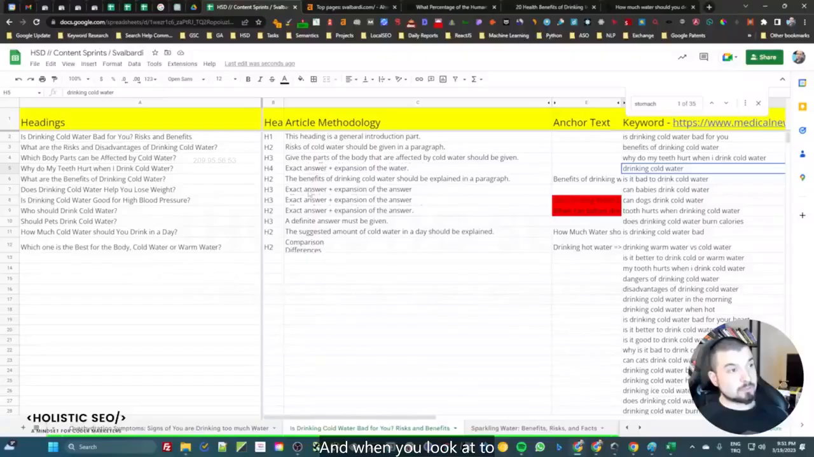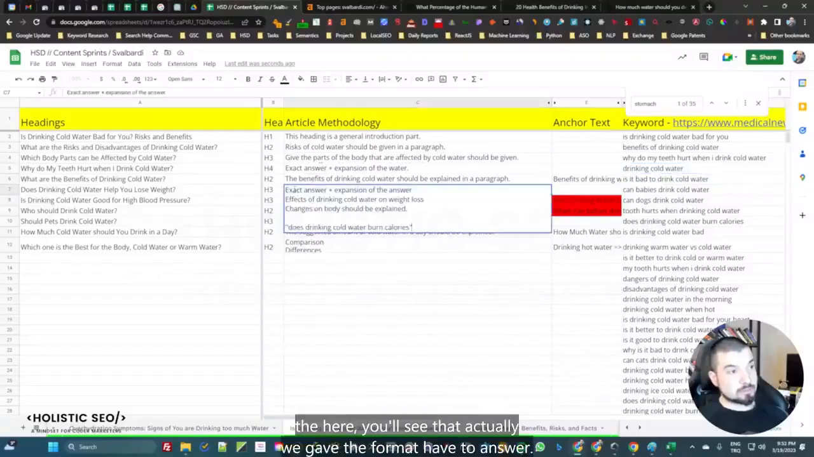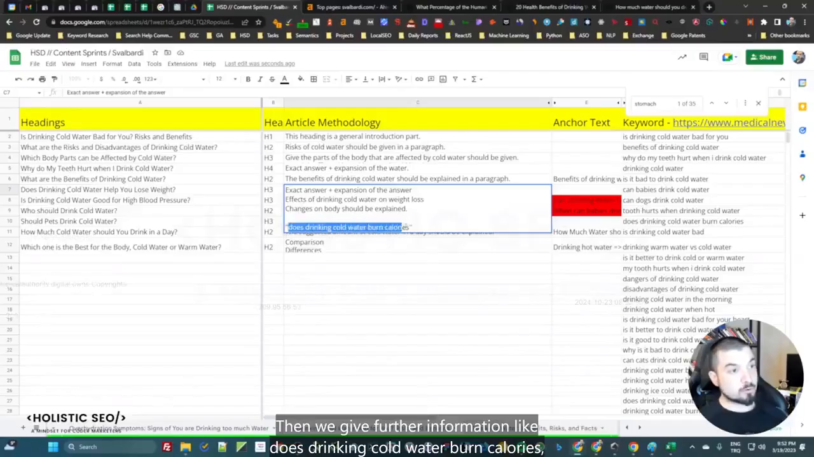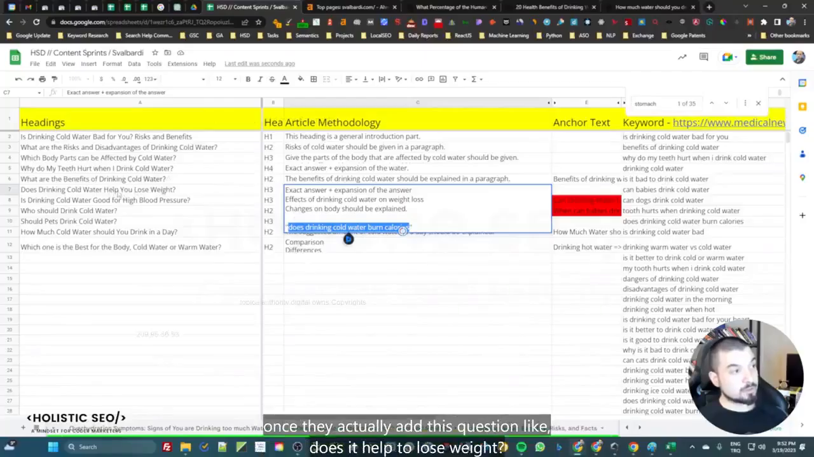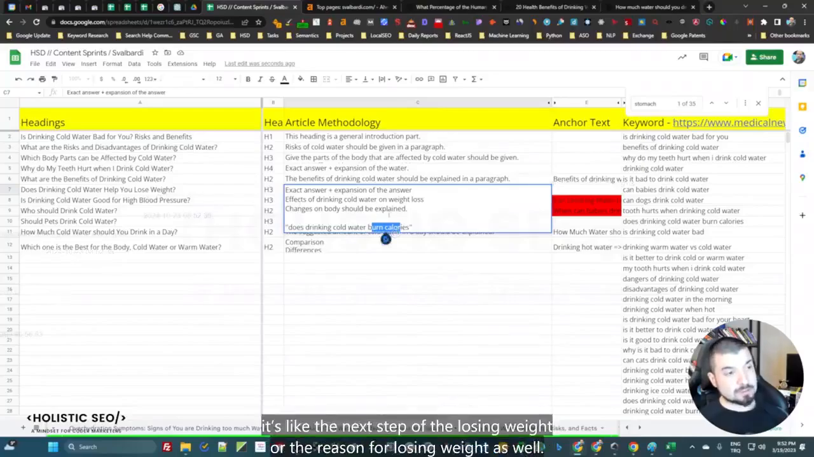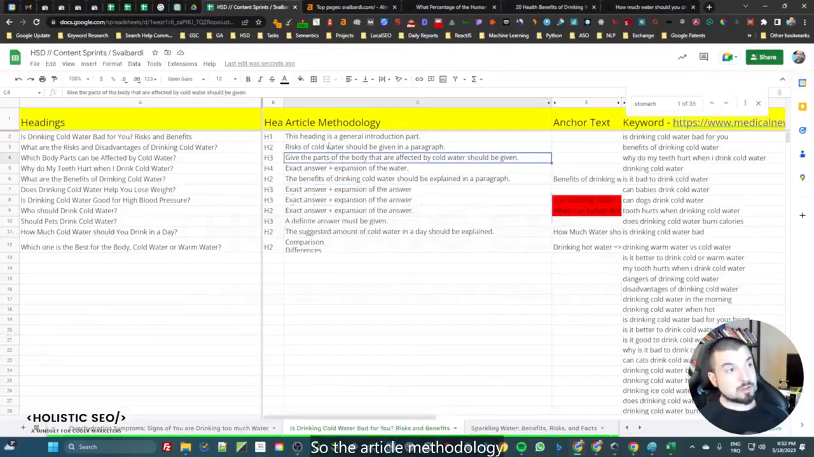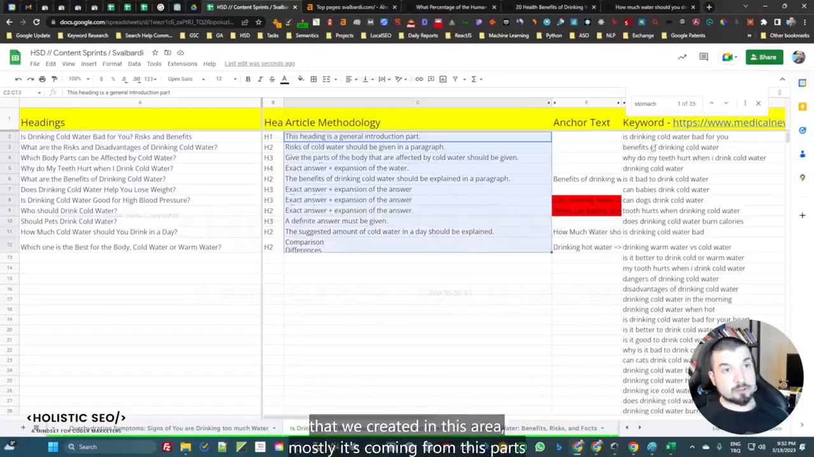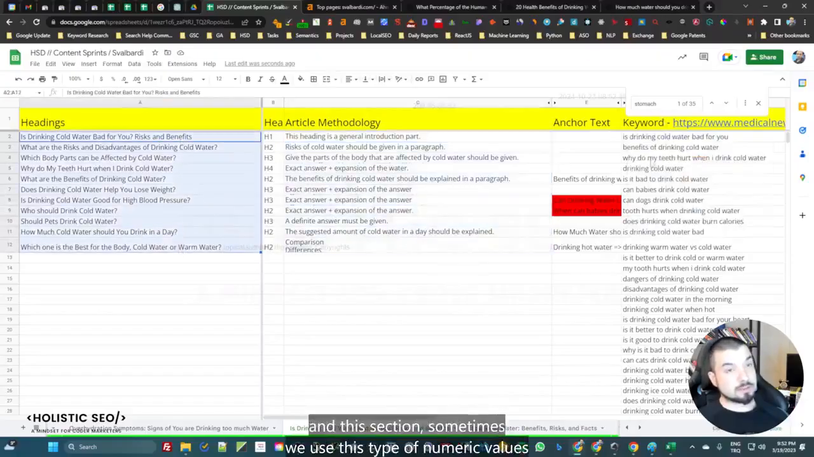And when you look at it here, you see that we give the format of the answer, then we give further information, like does drinking cold water burn calories, for instance. We add one more question, and once the person reads this question, like does it help to lose weight, then we ask one more preceding question and we also answer it. And burning calories is a context term related to losing weight. It's like the next step of losing weight, or the reason for losing weight as well. So the article methodology that we created in this area mostly comes from this part and this section.